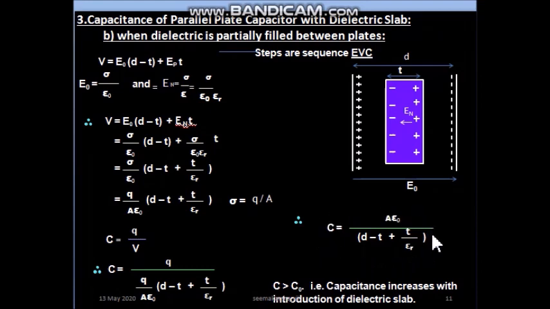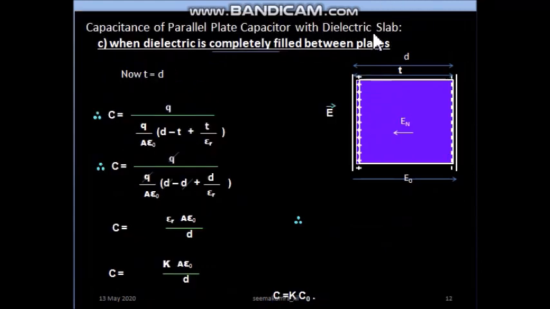Now we will proceed to the completely filled dielectric case. This case is when the dielectric is completely filled. As you can see in the diagram, the dielectric sheet now occupies the whole space between the parallel plates of the capacitor. If T is the thickness of the dielectric, it is now equal to the separation D between the plates.